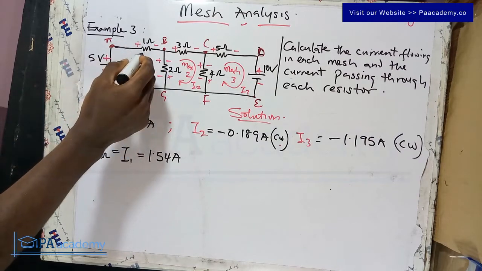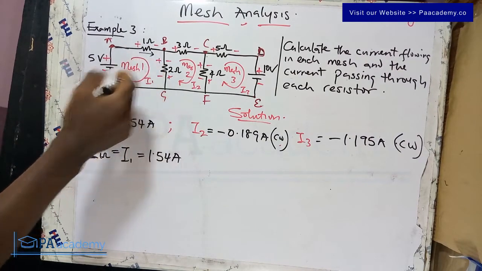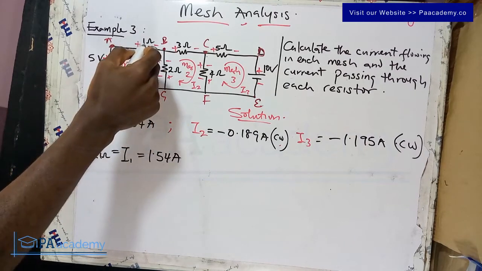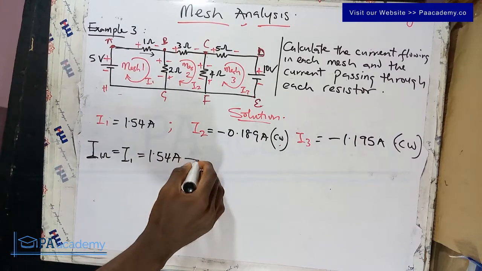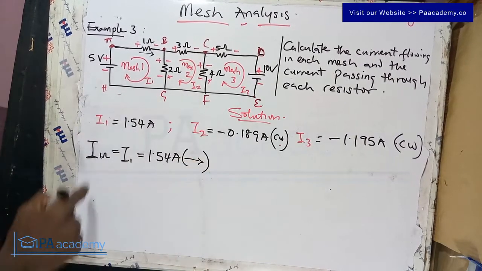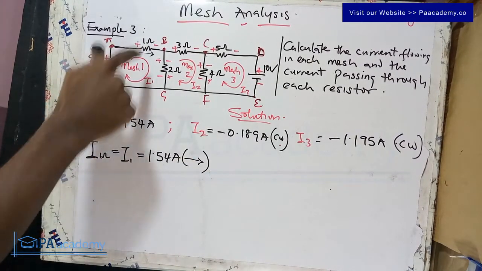So when we get here, the current will be flowing like this. You can see like this, based on the position of the elements. When it gets here, it is towards the right. So always indicate it. So we are going to be having direction like this. That's for the currents in the 1 ohm resistor.